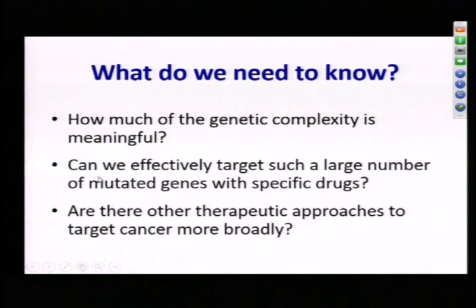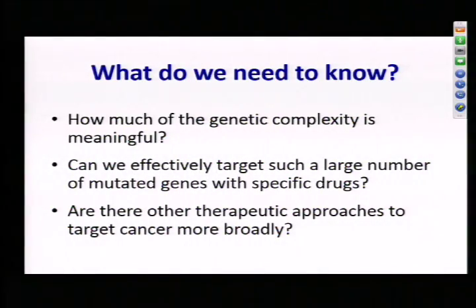We want to know if we can effectively target a large number of mutated genes with specific drugs. There are already a few dozen FDA-approved drugs like vemurafenib that target specific mutated gene products in tumors. We need to do a better job in understanding or identifying driver mutations so that our colleagues in drug development can make drugs targeted to these driver mutations or the mutated protein products. And are there other therapeutic approaches that could target cancer more broadly? Maybe not targeting specific mutations, but taking a step back and looking perhaps more broadly at cancer.